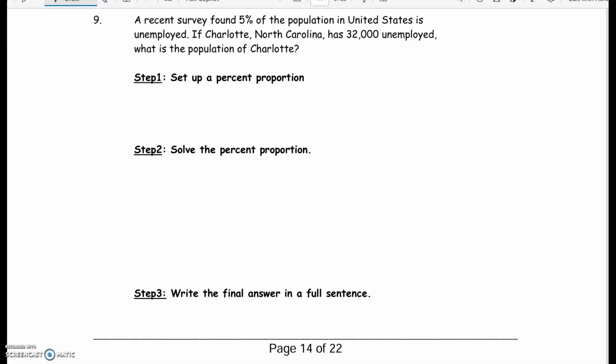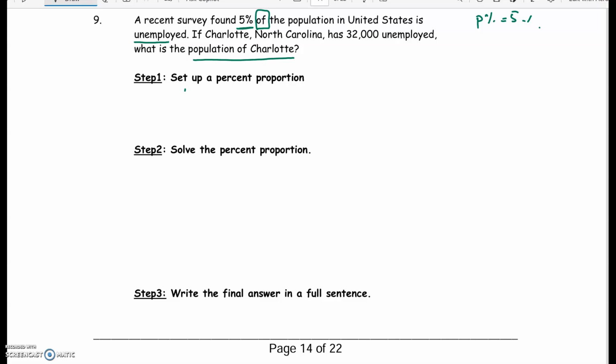A recent study found 5% of the population, so we're given a percent, P%. So P% is 5% of the population in United States is unemployed. So 5% of the whole is unemployed. If Charlotte, North Carolina has 32,000 unemployed, what is the population of Charlotte?